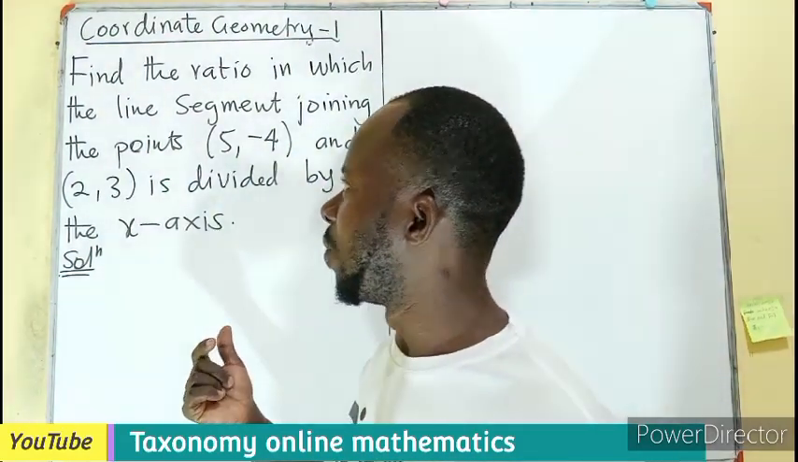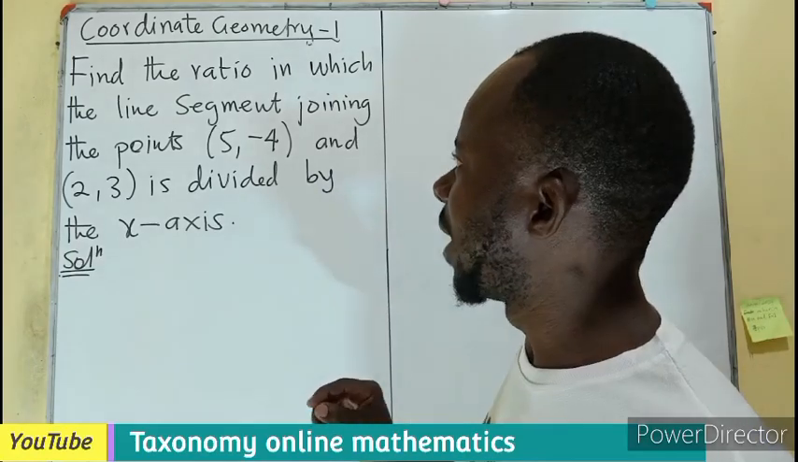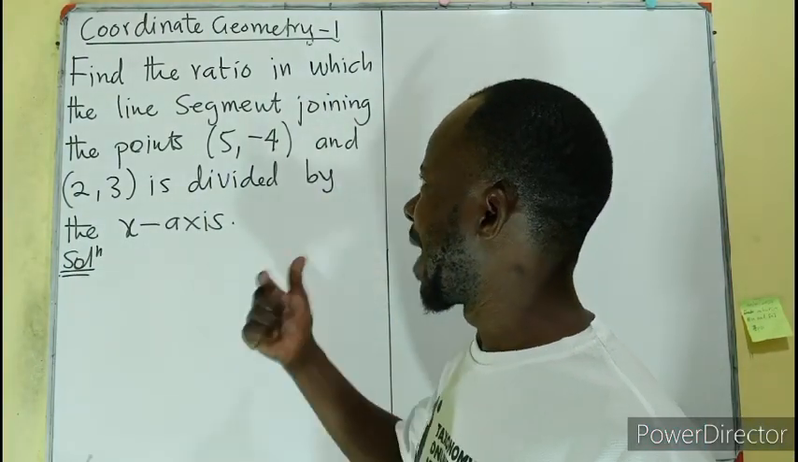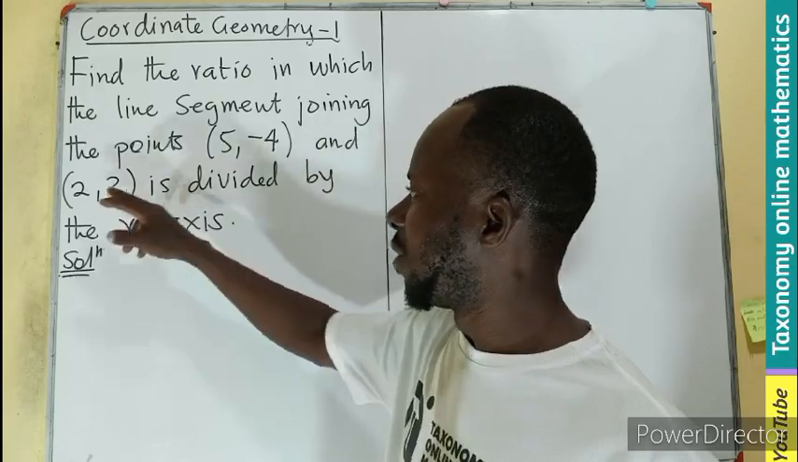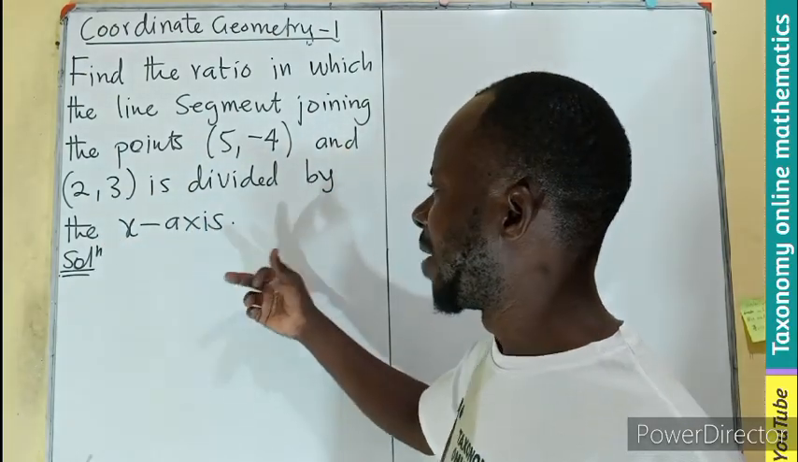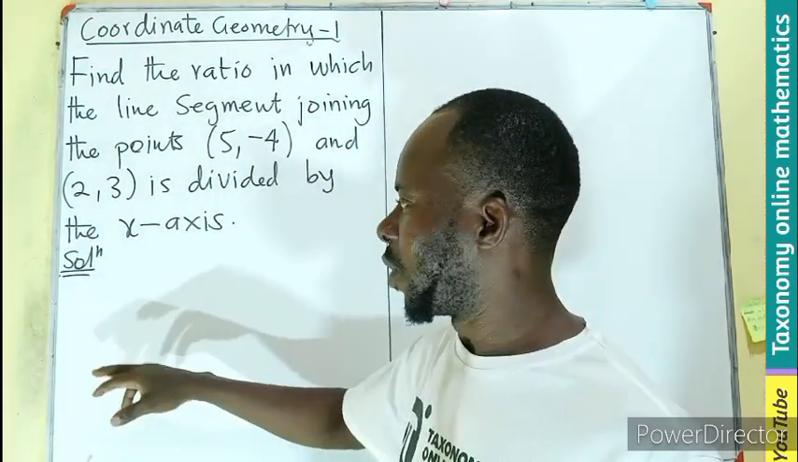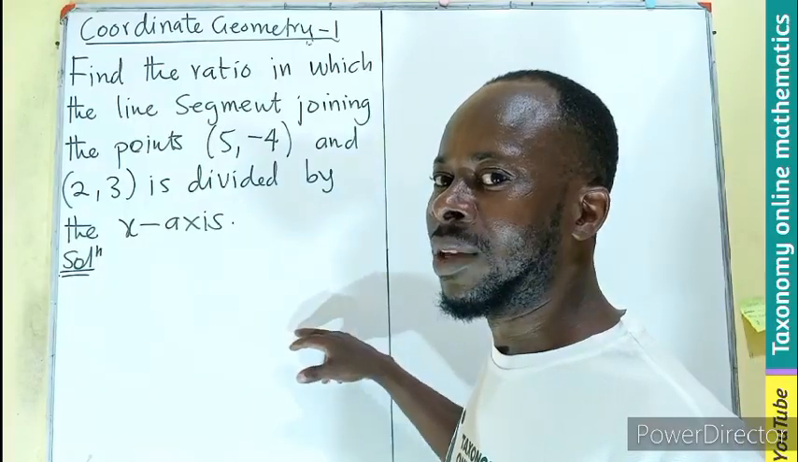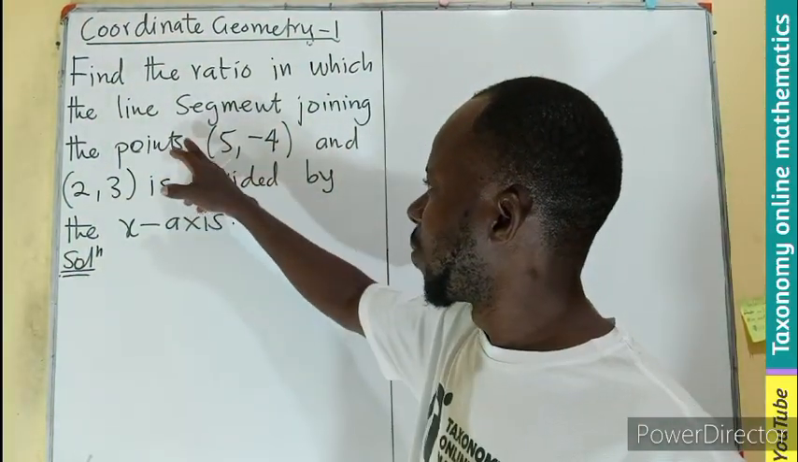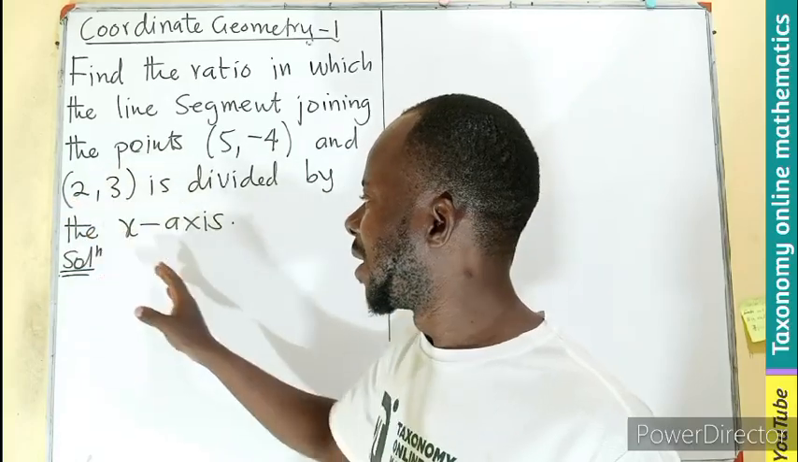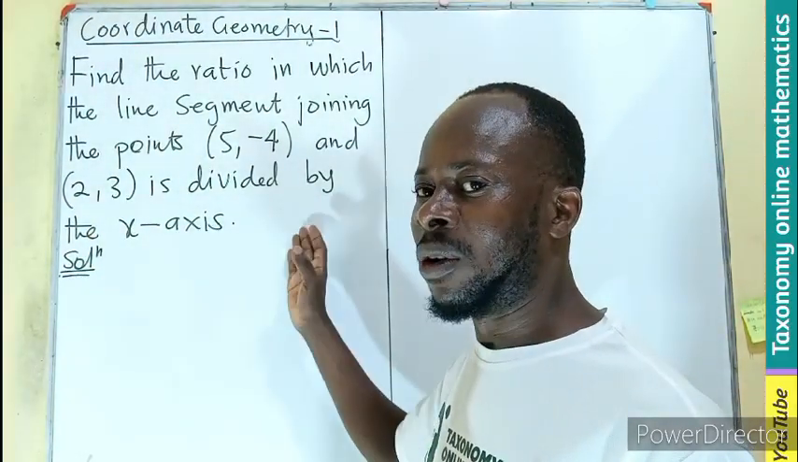So in this episode, we are picking a question. We have to find the ratio in which the line segment joining the points (5, -4) and (2, 3) is divided by the x-axis. We know the x-axis is always the horizontal one. So it means our point P, whatever it will be here, or R, is going to be vertical or slant.